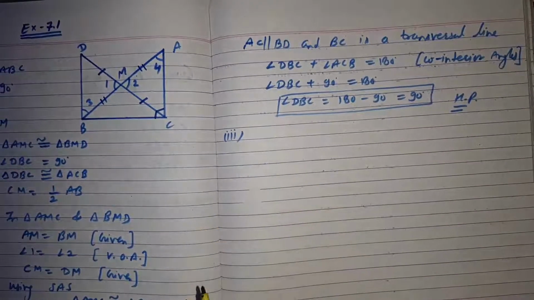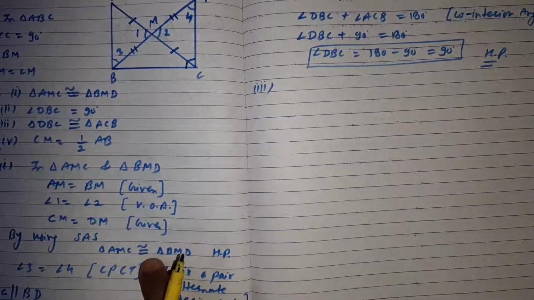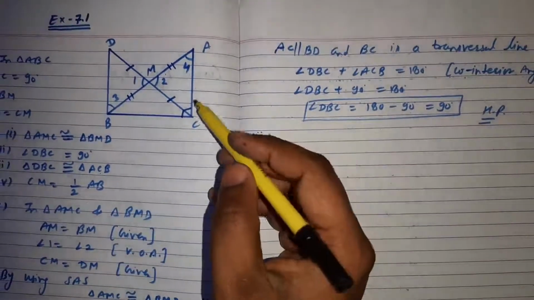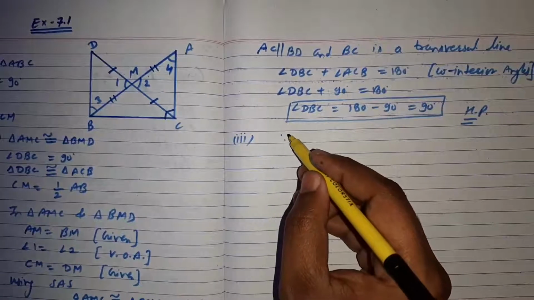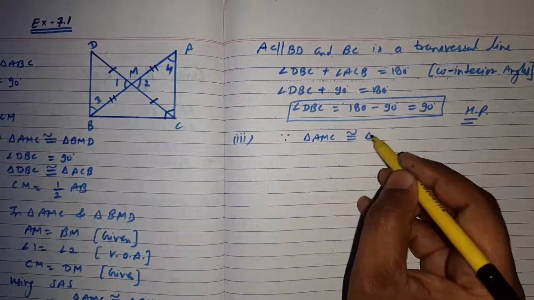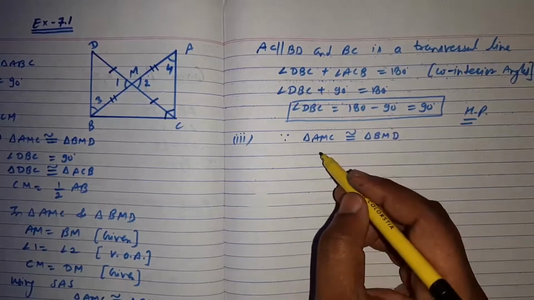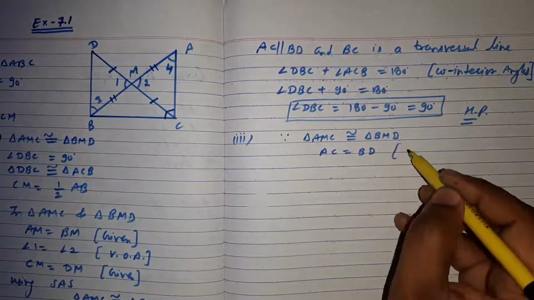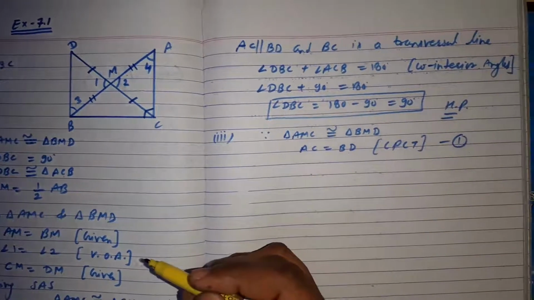Now we have proved two triangles congruent, triangle AMC is congruent to triangle BMD. So by using CPCT we can write AC is equal to BD, because triangle AMC is congruent to triangle BMD. Suppose this is equation number 1.